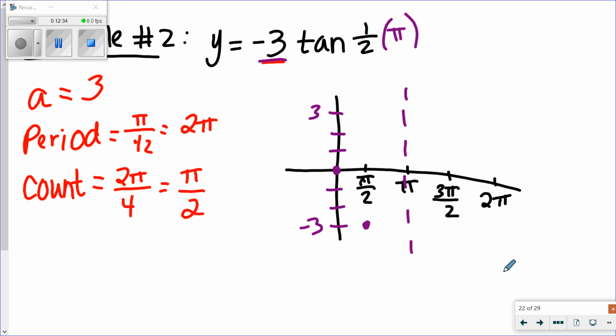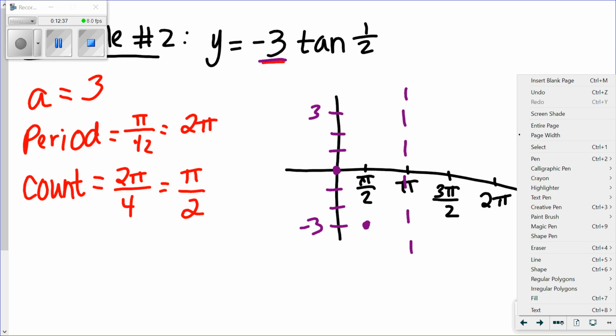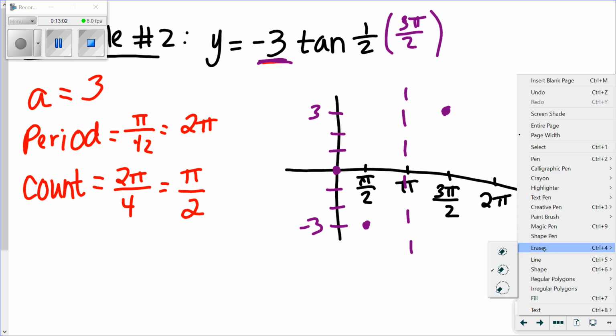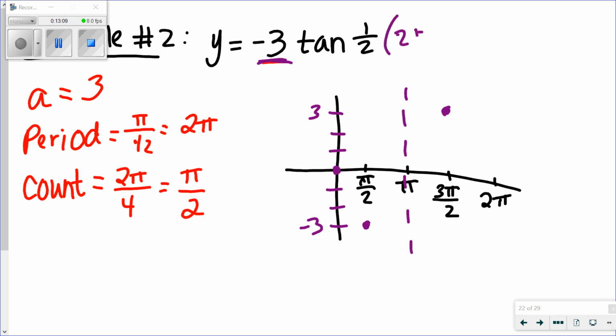Next, we are going to plug in our 3 pi over 2. So we've got 3 pi over 2, which is the tangent of 3 pi over 4, which is -1, and -1 times -3 is +3. And for our last point, plugging in 2 pi into our function, we're finding the tangent at pi, which is 0, and 0 times that -3 in the front is 0.